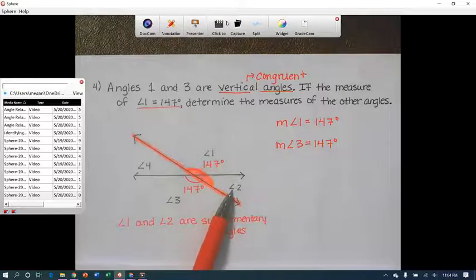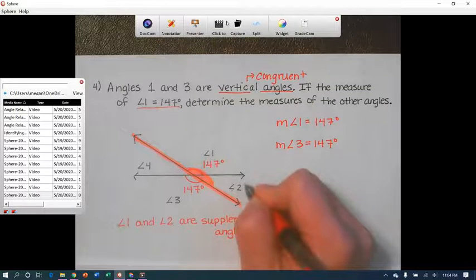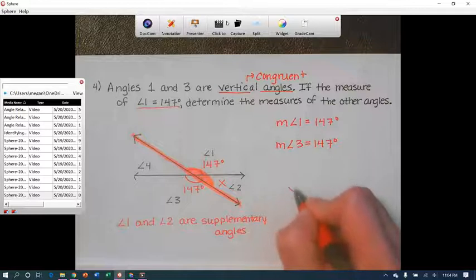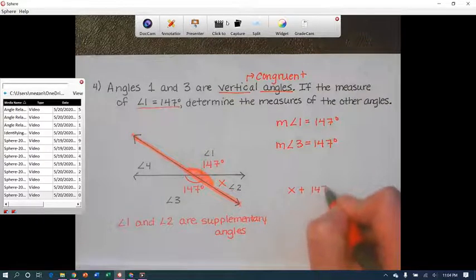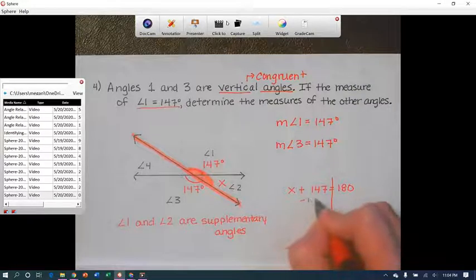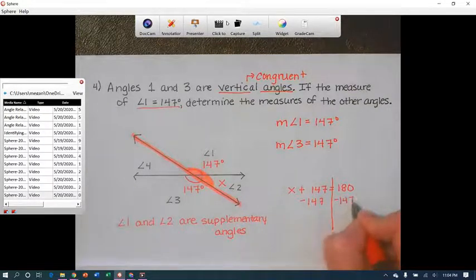So we don't know the measure of angle 2, and that's what we're going to find out now. I'm going to label this x. So this angle measure plus the 147 degrees is equal to 180 degrees. To solve, I'm going to subtract 147 from both sides. I get that x is equal to 180 minus 147 should be 33 degrees.